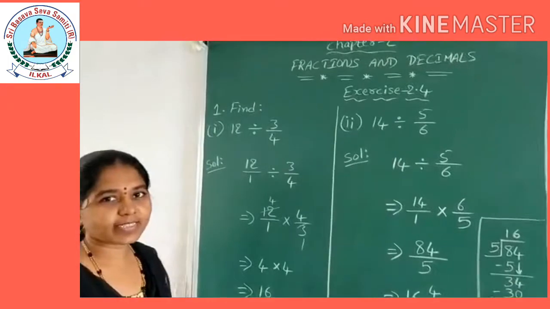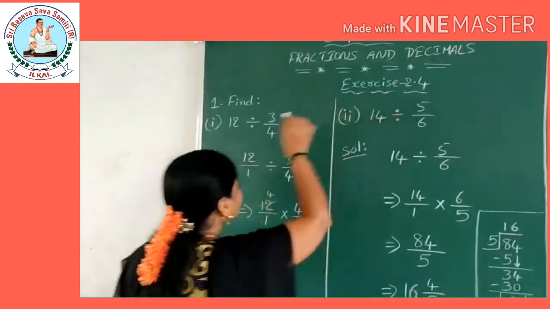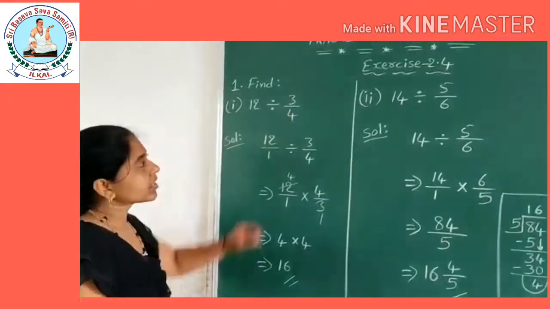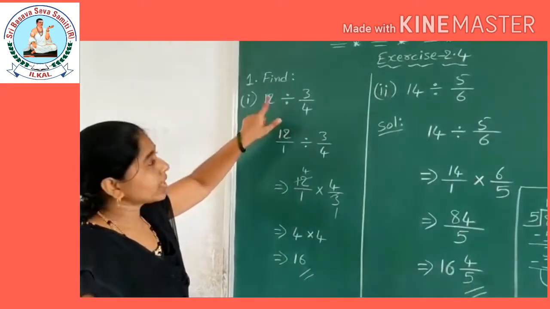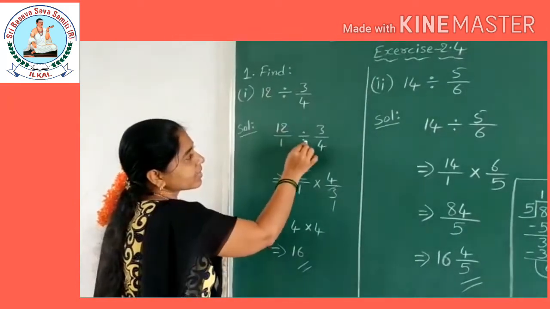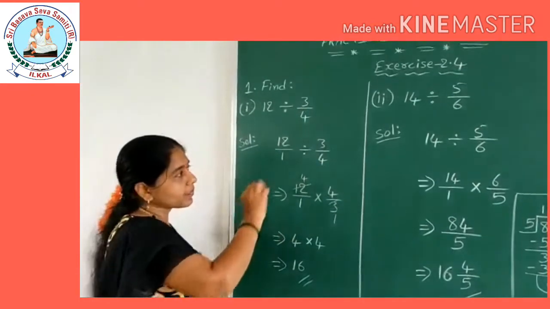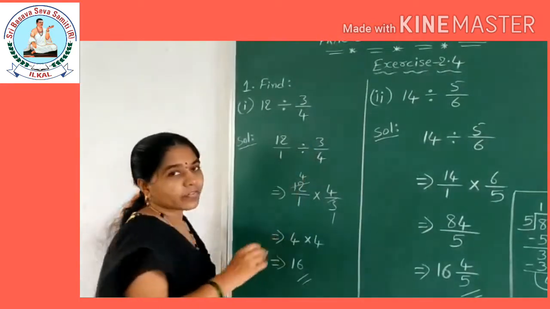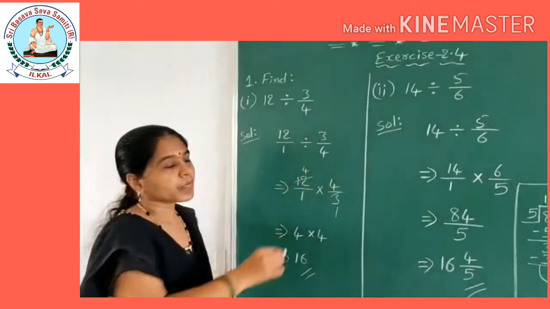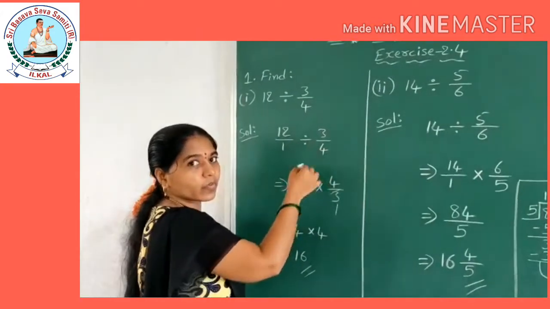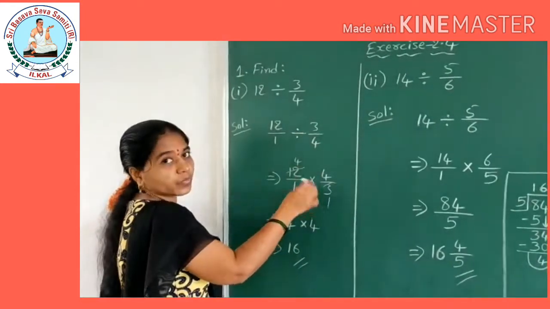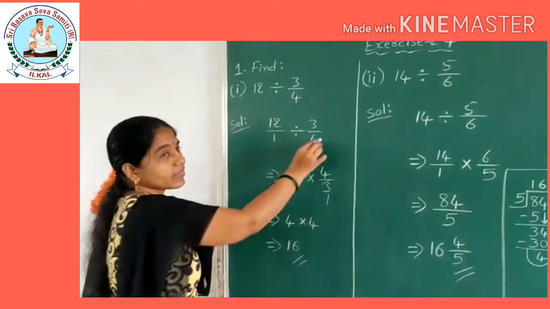Let's move to the new exercise, that is exercise 2.4. First one, find 12 divided by 3 by 4. Children, now the division symbol. Observe carefully. Now we are going to divide the fractions. 12 can be written as 12 by 1 divided by 3 by 4 as it is. Directly division of fractions we can't do, children. For that reason, we have to take the reciprocal. Reciprocal of 3 by 4 is 4 by 3. Then this division symbol we convert to into when we do the reciprocal of the given fraction.